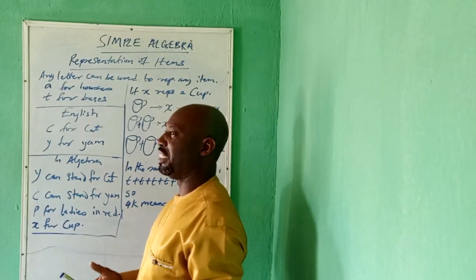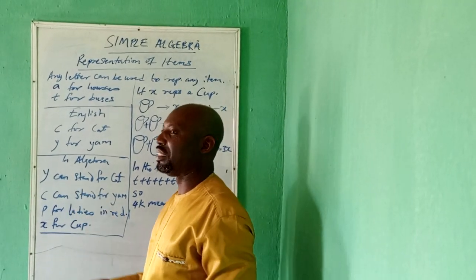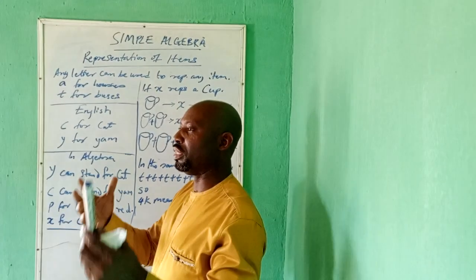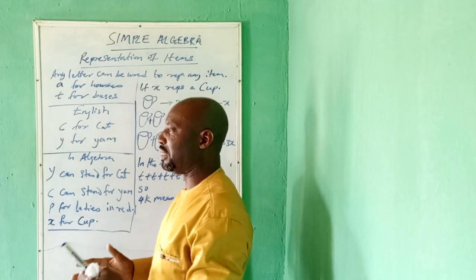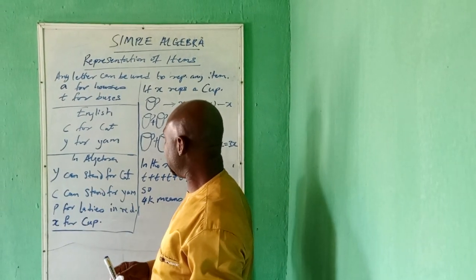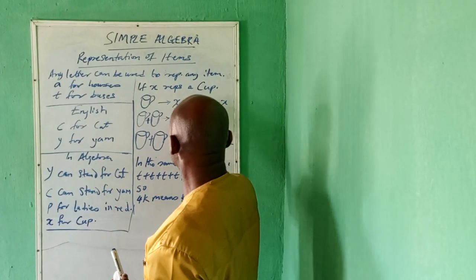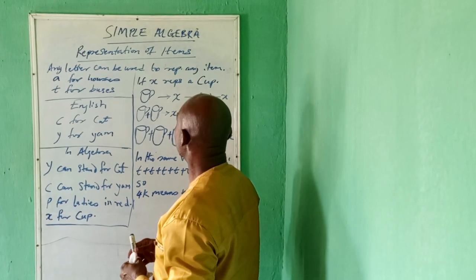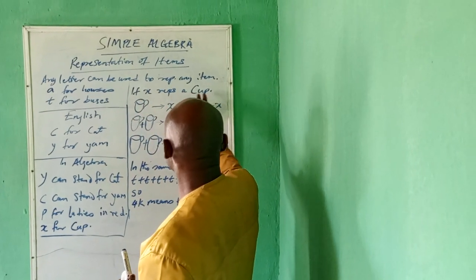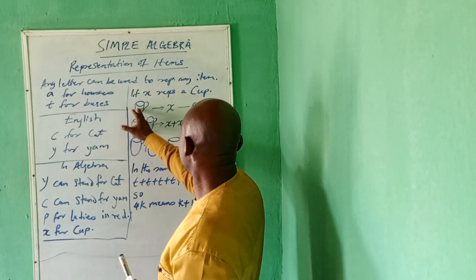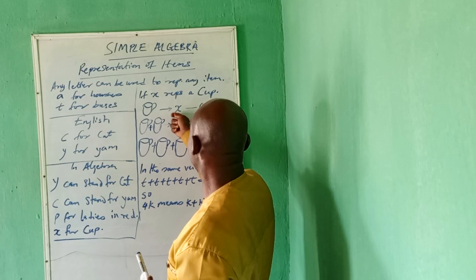In mathematics and in your science, we'll be dealing with things, with trees, with cars, with boys, girls, things. And we'll always use letters to represent these things. Now let's go further. Here we said S is for cup, so let's do more explanations of the representation of items. Here, if X represents a cup, we have a cup here, and we have X, just a cup represented with X.